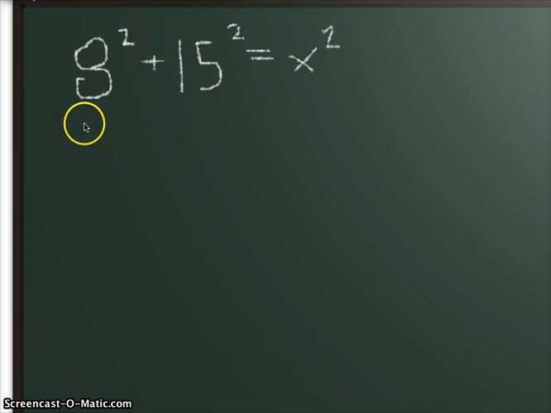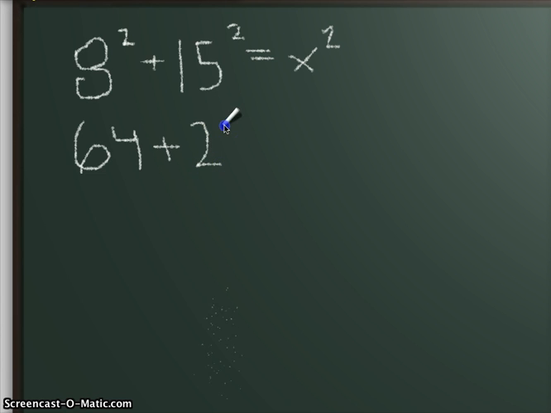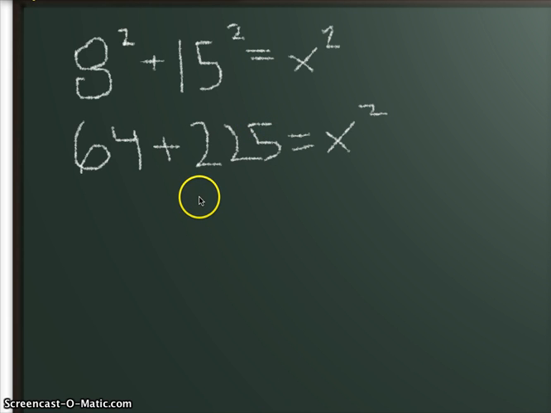So 8 squared is 64, so write that right below it. And then we can add 15 squared onto this, which is 225. And then we'll still solve this for x squared. Okay, so this is what we have so far. So 64 plus 225 is 289.